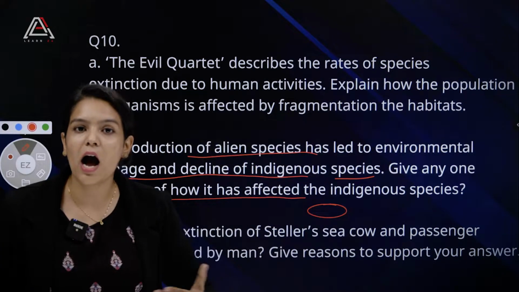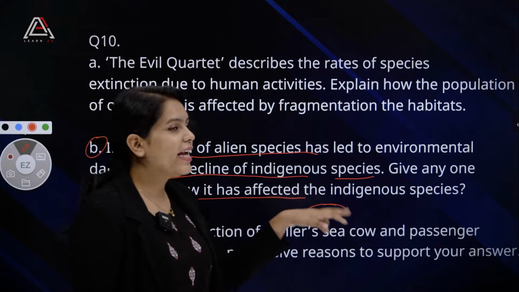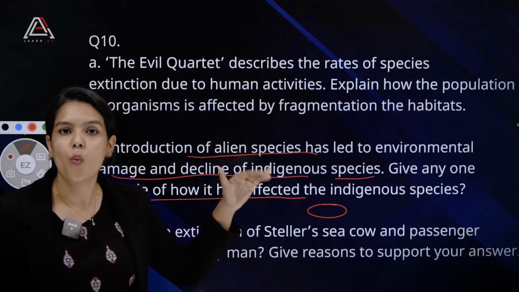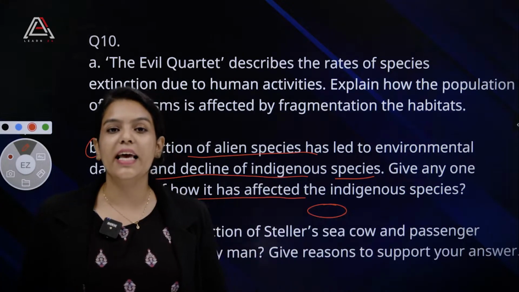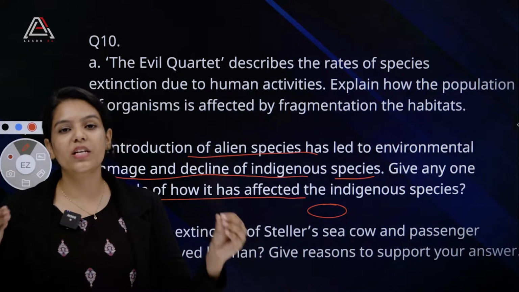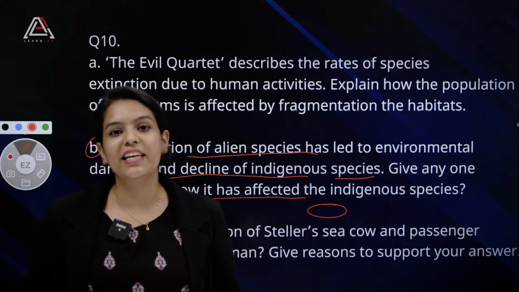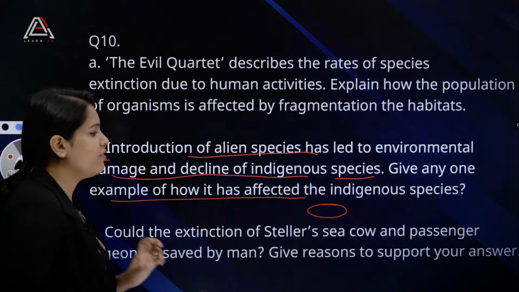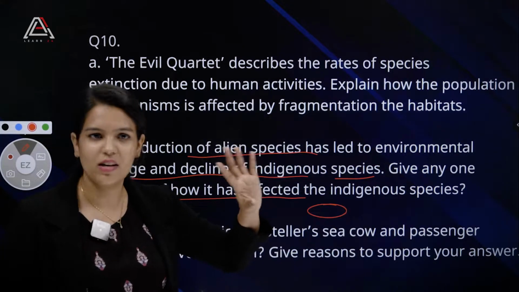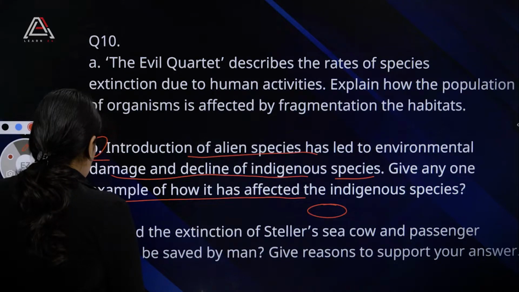So that is how, if you introduce an alien species, for example water hyacinth, into a particular area, that is into water, the species which are present in the water will get affected. Okay, so a very perfect example for this question is water hyacinth. Okay, you can explain that.